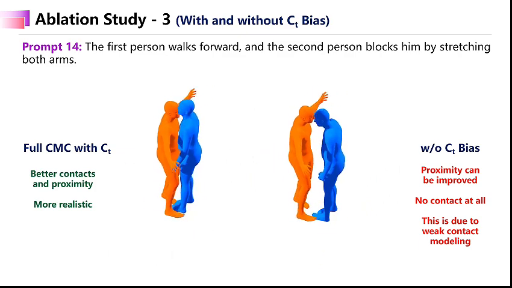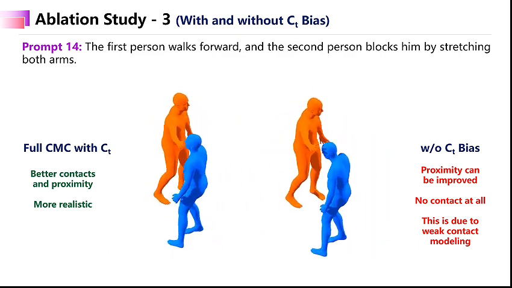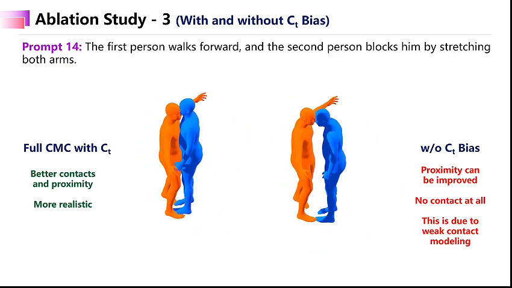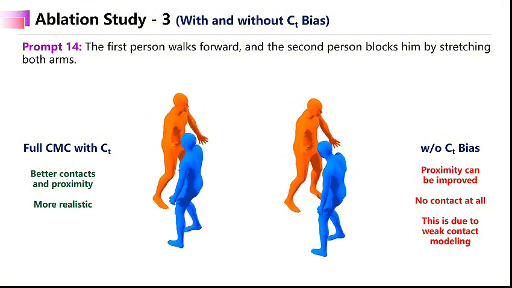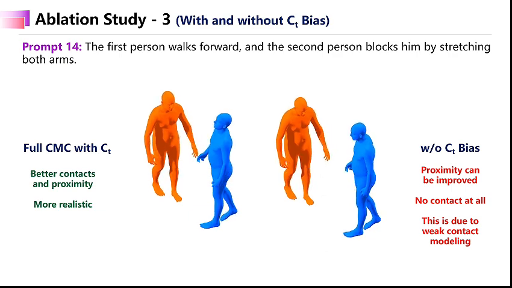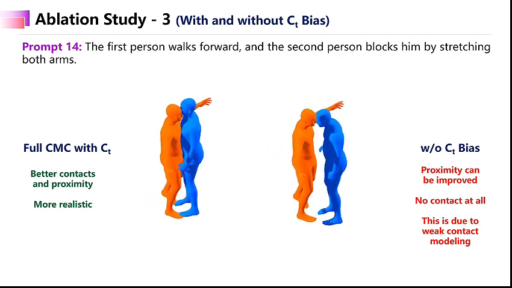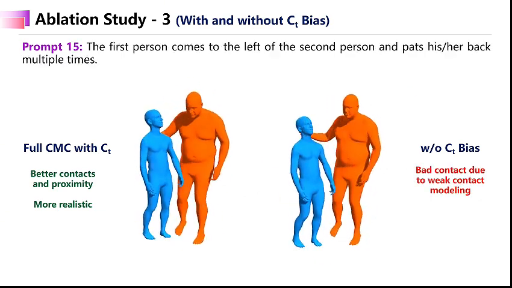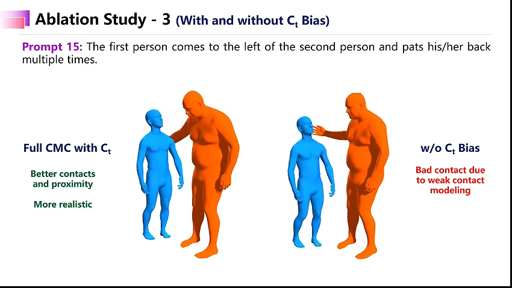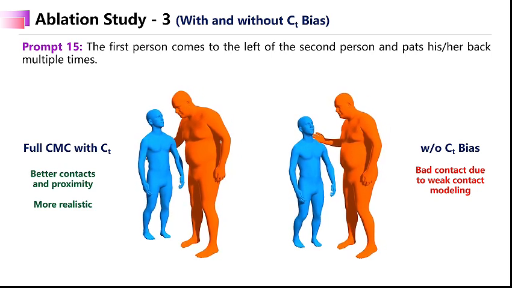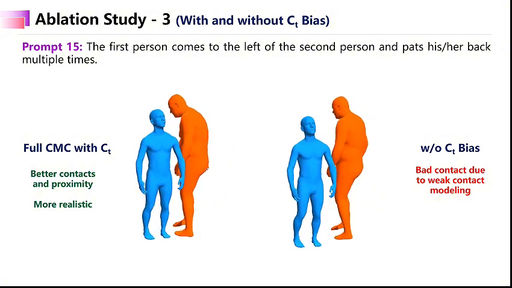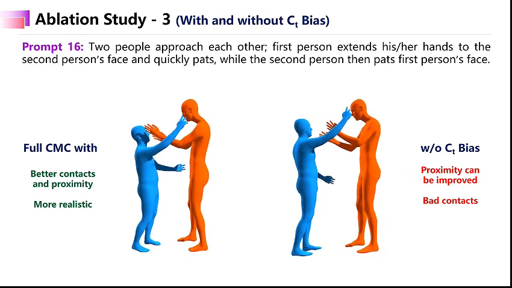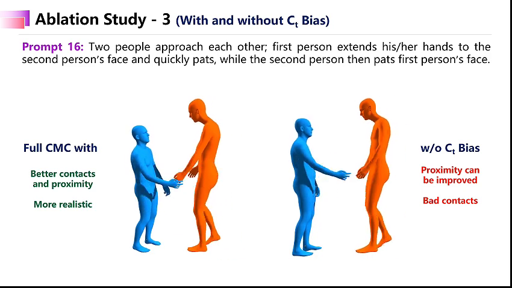In the last ablation study, we evaluate the effect of the contact bias term used in the contact and motion consistency attention. Omitting the bias term results in bad contacts and incorrect character proximity. Hence, the contact bias in the CMC module is critical for maintaining realistic proximity and interactions. This example again shows that without contact bias, interactions lose physical grounding despite correct motion structure. These results again highlight the necessity of explicit contact bias for fine-grained interaction modeling.